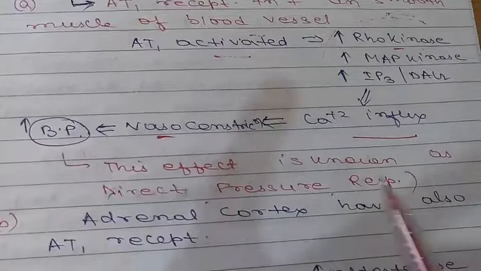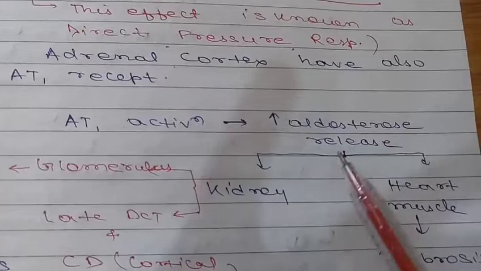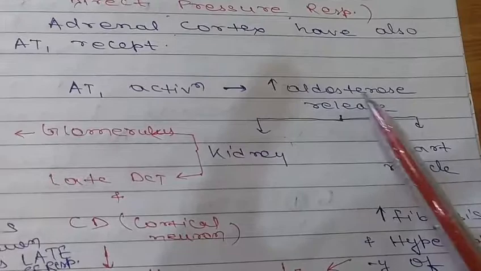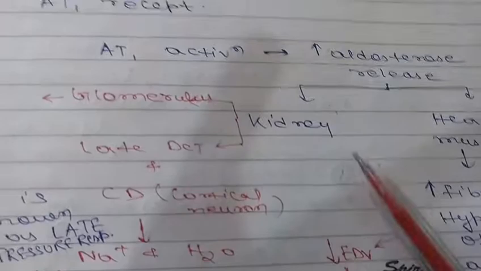Clear? Now, the adrenal cortex also has AT1 receptors. So AT1 activation of the adrenal cortex will lead to increased aldosterone release, and this increased aldosterone release will act on the kidney and heart muscle, because these two also have AT1 receptors. If it is acting on heart muscle, then it will cause fibrosis and hypertrophy of cardiac muscle, that is also known as remodeling of the heart. Clear? And if fibrosis and hypertrophy is occurring, then it will decrease your diastolic volume, which will decrease your cardiac output. When it acts on the kidney, it acts on two parts, that is the glomerulus and the late DCT and collecting duct.